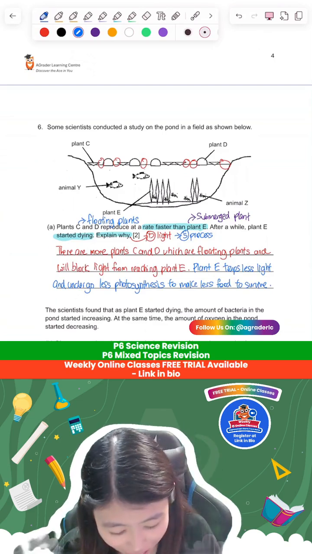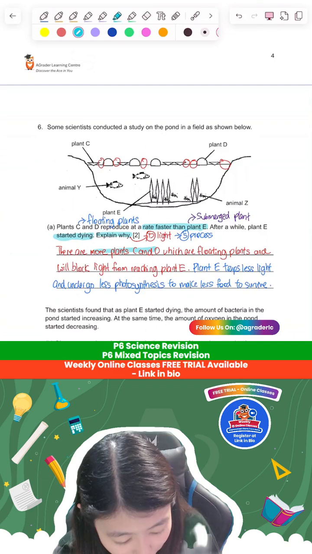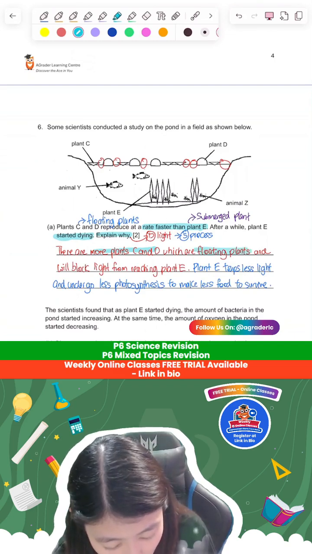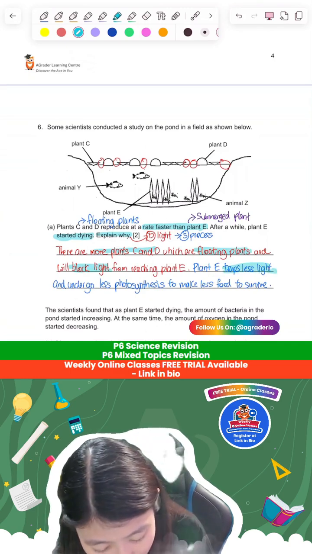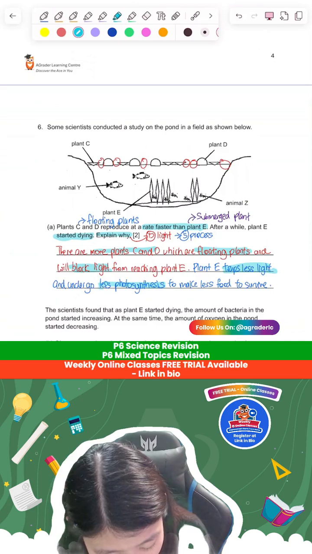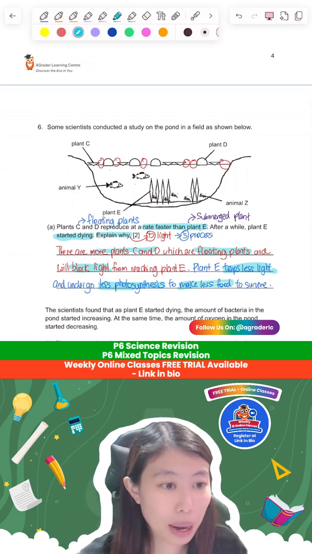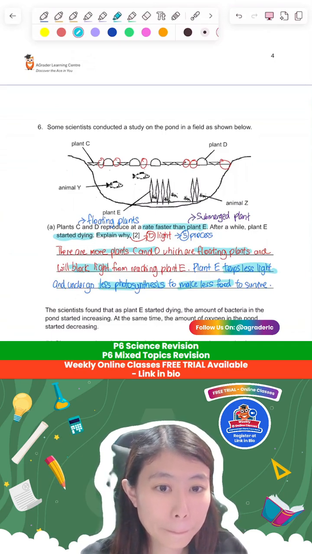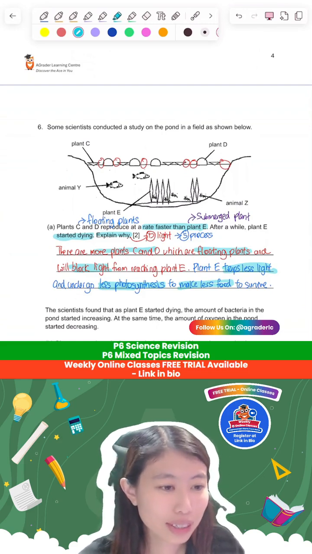Okay, I'm going to highlight the key things, everybody. So I need to say that plants C and D are floating plants, so they will block light, and plant E will trap less light, undergo less photosynthesis, and make less food. And that's why it dies. No photosynthesis, also not wrong. Still reasonable.